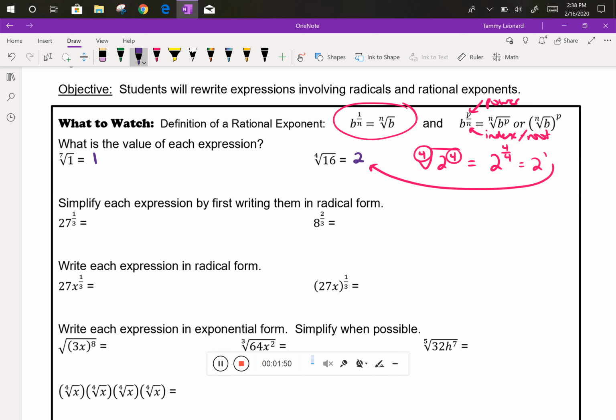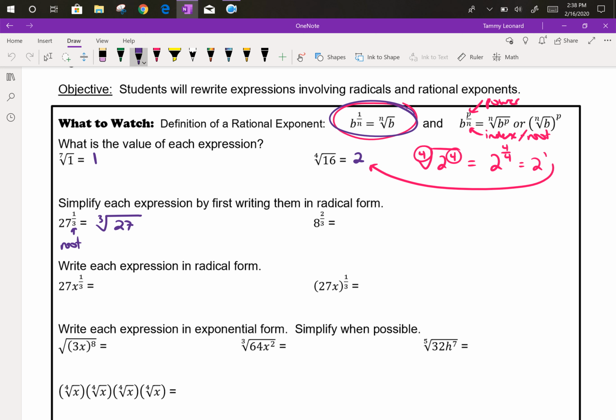Our next set says simplify each expression by first writing them in radical form. So first we have to write each of these problems in radical form. Now the first one has an exponent of 1, so it looks just like this, b to the 1 over n equals the nth root of b. So notice my denominator tells me my root. So I'm being asked to take the cube root of 27. Now let's also write the other one in radical form, and then we'll come back and simplify.